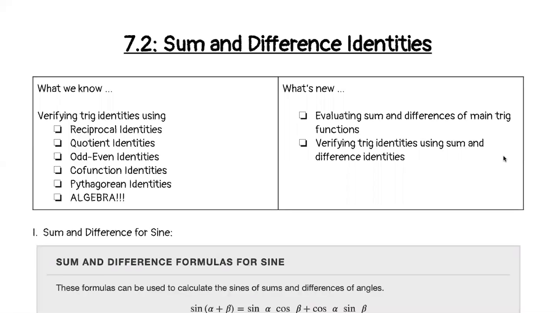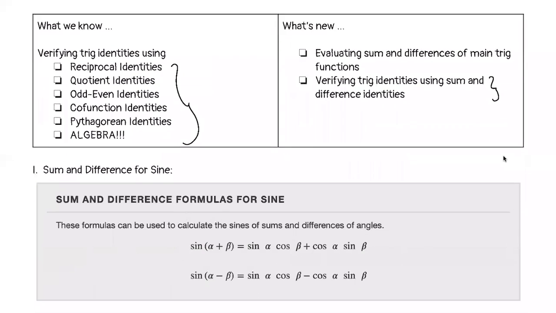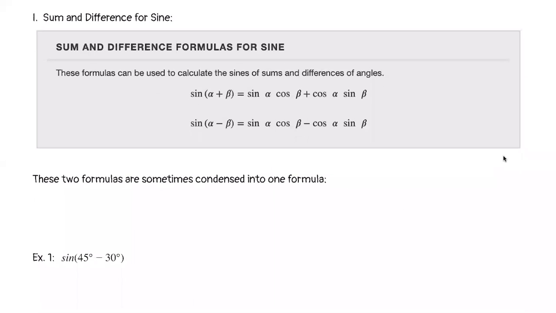So what's new? Well, we're learning more identities. There are more identities, and this is just the beginning. We're going to learn how to use them to find some trig values, but then we're also going to learn how to use them to verify trig identities. So now we're not just saying, hey, these are some tools that we can use, but we're going to be adding on to those tools, all right? So without further ado, let's get started.